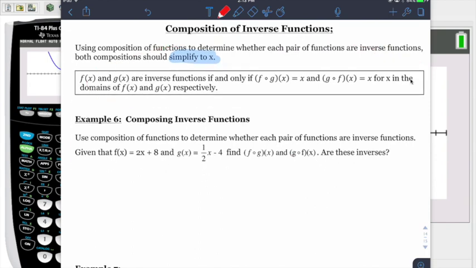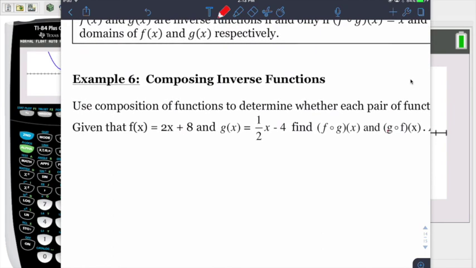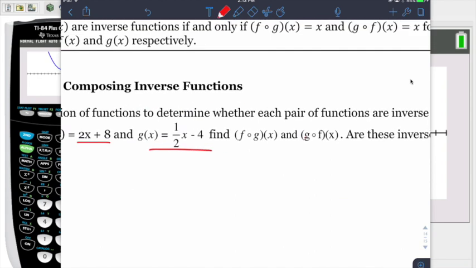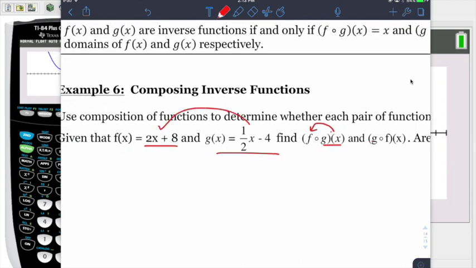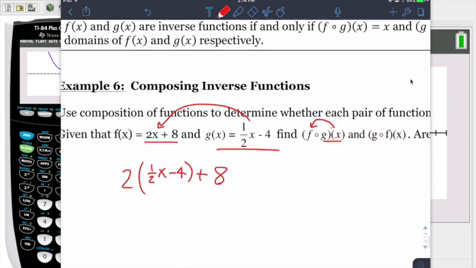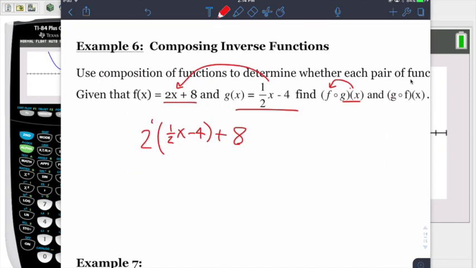So we're going to try it out here. We're going to take f(x) and plug it into g(x), and then we're going to take g(x) and plug it into f(x). So let's see which one they want us to do first here. I guess g(x), let's take g, plug it into f. So you've got 2, and then parentheses 1/2 x minus 4. There's your g function. And then close parentheses, still got the plus 8, don't forget that. And then we're going to see if this simplifies down to x.